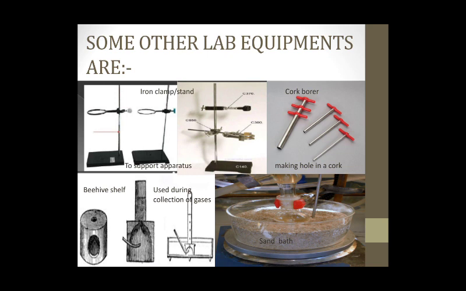Next we have a cork borer. Cork is used as a stopper in reagent bottles, right? So to make a hole in that stopper we use cork borer. We have beehive shelf. It is again used during collection of gases.